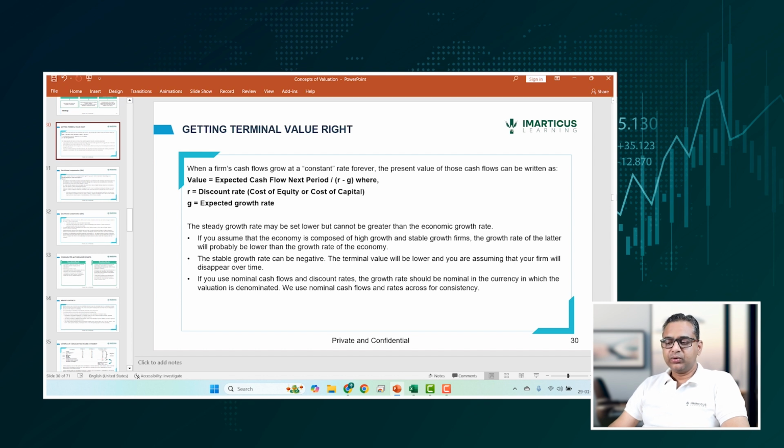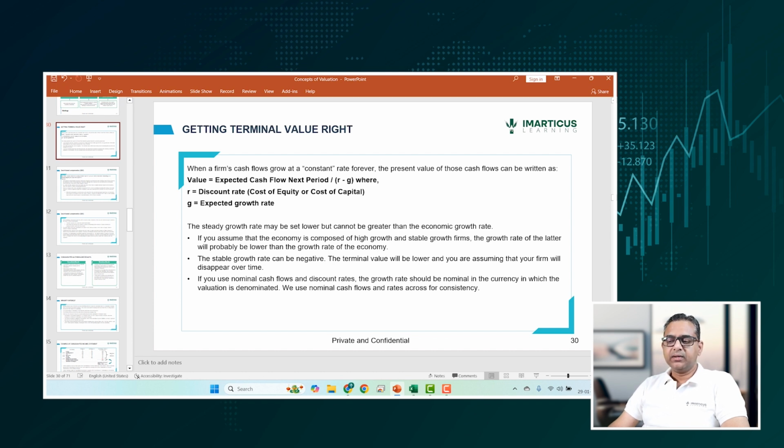The stable growth rate can be negative, the terminal value will be lower, and you're assuming that your firm will disappear over time. If you use nominal cash flows and discount rates, the growth rate should be nominal in the currency in which the value is denominated. We use nominal cash flows and rates across for consistency. So we always use nominal cash flows and nominal discount rates.